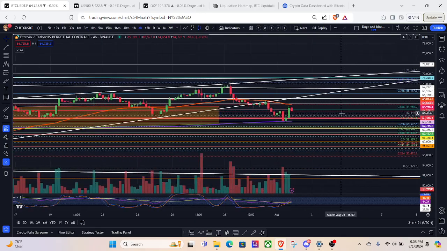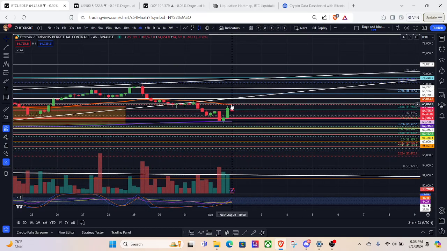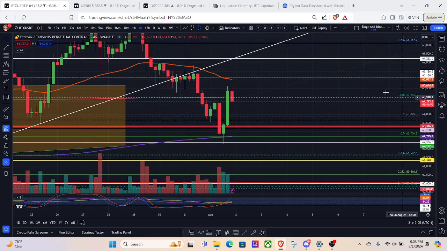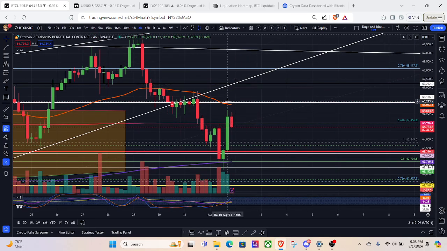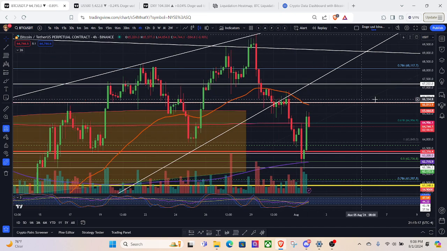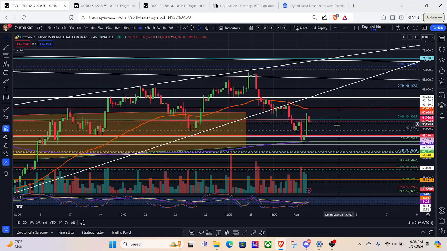If we were to get back above the 50 EMA on the 4 hour, I would expect the next resistance zone to come in at 67,150. I guess the first resistance would really be 66,150. Yeah, so first area of resistance is 66,150. Second area would be 67,200. So that's my take on it now.